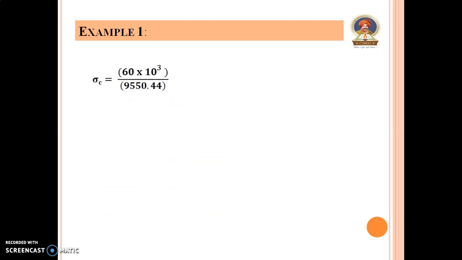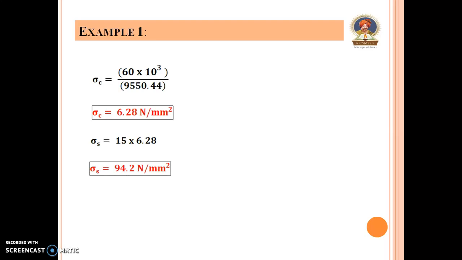So sigma c is equal to 60 into 10 raised to 3 upon 9550.44. So sigma c becomes 6.28 Newton per mm square. Put this value in equation 2. So equation 2 becomes sigma s is equal to 15 into 6.28. So sigma s is equal to 94.28 Newton per mm square.